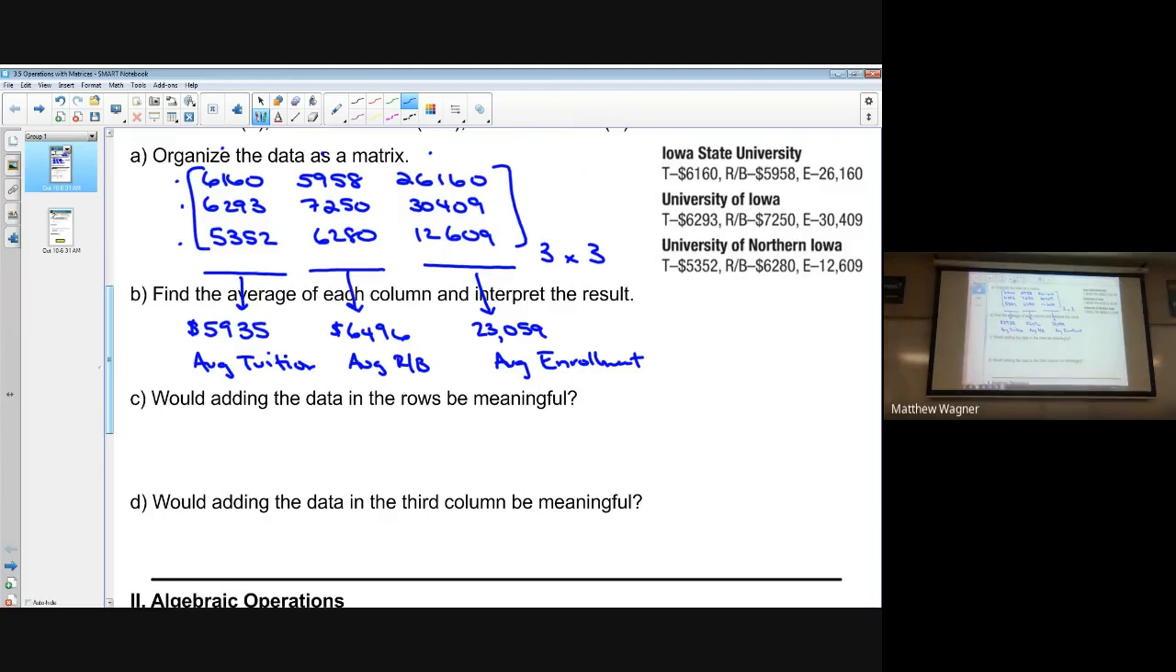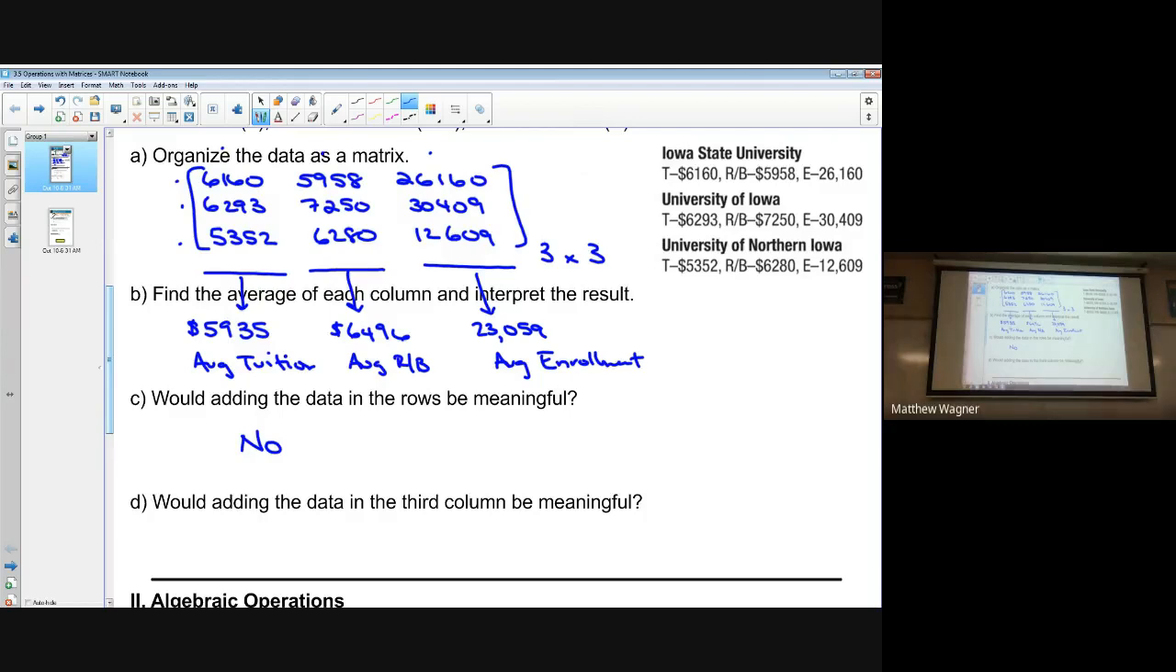Okay, it says, would adding the data in rows be meaningful? Well, as we said, rows go across. So if I added the tuition and room and board, that would make sense. But then if I added 26,160 people to the amount of money, that doesn't really make sense. So going across the rows, since we have different labels, it doesn't make sense to put those together in any meaningful way, because dollars and people don't go together.